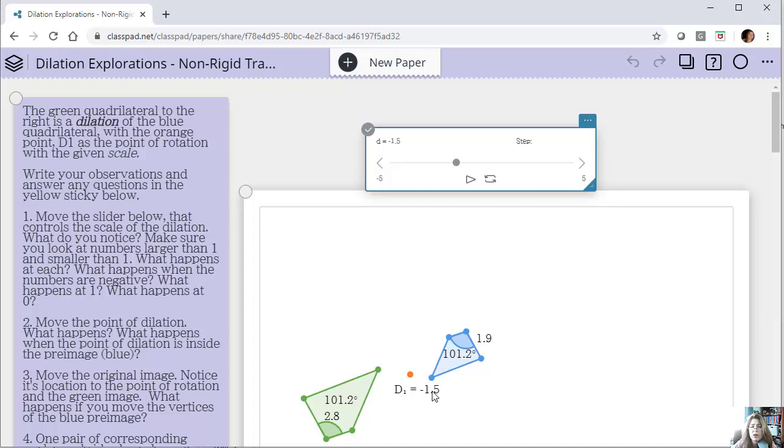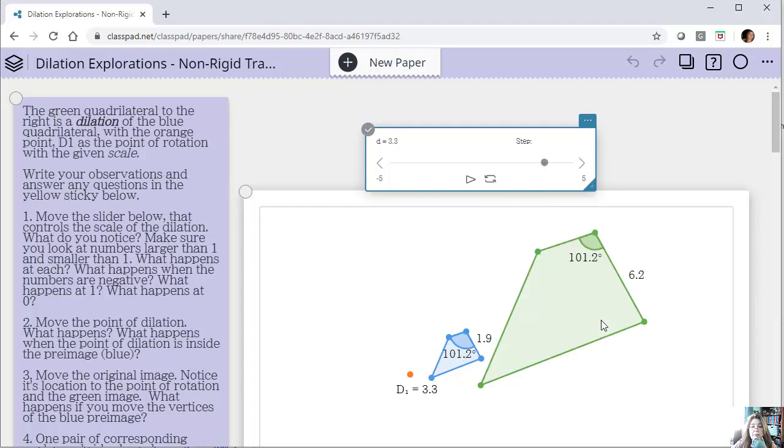Our scale factor is 1.5. And negative, what did the negative seem to do? It seemed to flip it over on its side, so maybe make it the inverse, the reflection almost of it. So lots of things they're going to discover just by moving the sliders. So let's see what happens if I do a number smaller than 1, and now my green is smaller. What if I get larger? So the scale factor, if it's larger than 1, seems to make it bigger, and negative seems to flip it. Things like that they're going to discover.